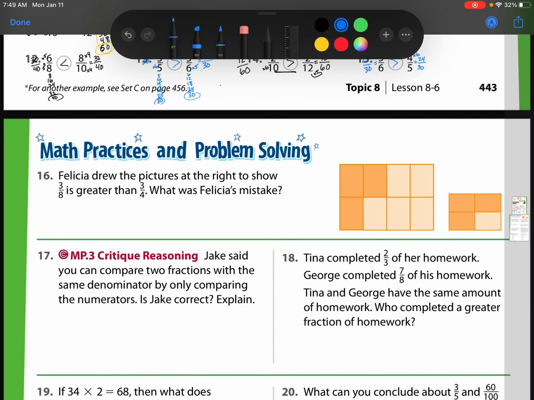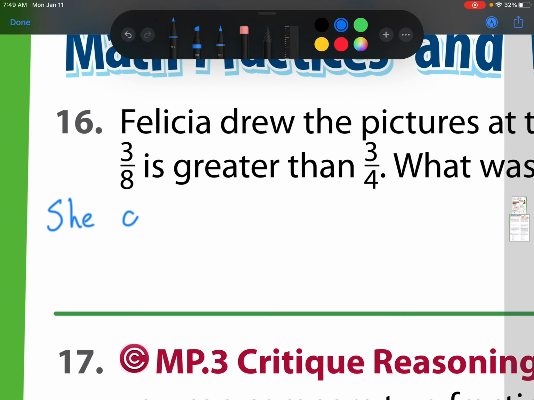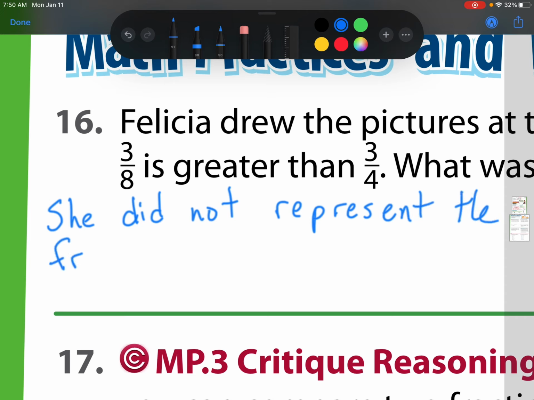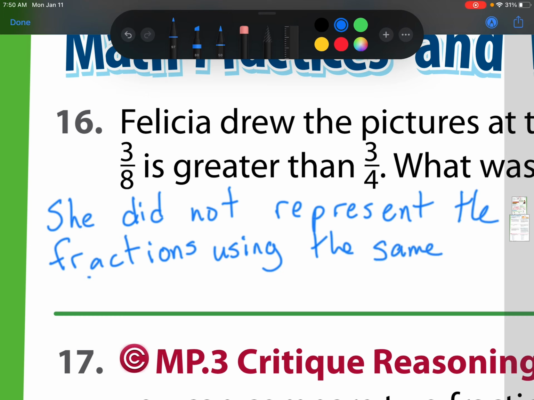It says Felicia drew the pictures at the right to show 3/8 is greater than 3/4. What is Felicia's mistake? Well, remember, when we're comparing wholes, they have to be the same size. And this whole right here is much bigger than this whole. So there's something going on there. She did not represent the fractions using the same size rectangles.